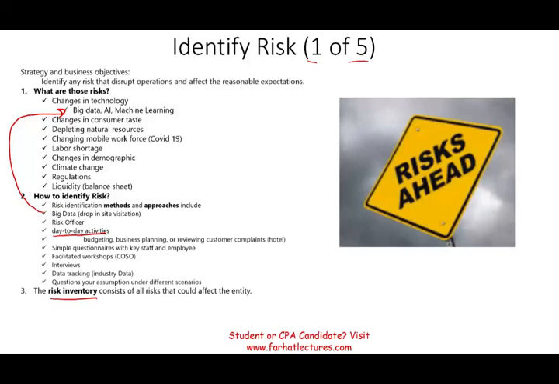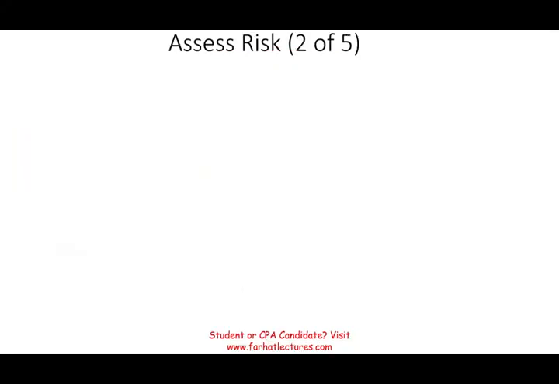So the first thing you have to do is identify risks. Risks could take many forms, and this is how you can identify them. Are these the only things? Absolutely not. But the key, of all of this slide, is that you have to identify risk. You know what risk is? Anything that affects your business objective, and you have to find a way to identify it. Once you identify the risks, you're going to have many of them. Then you're going to have to assess them.